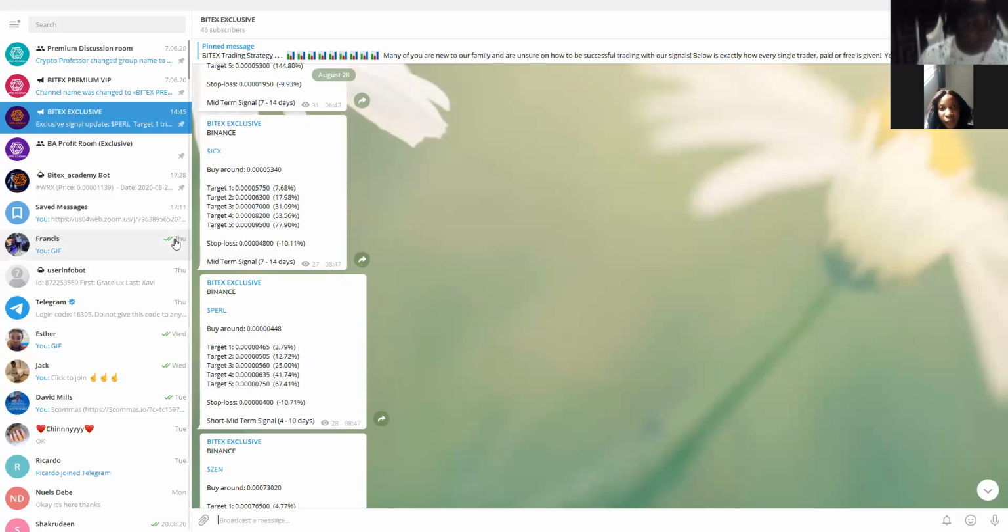What's the target one? 5750. No, the reward, okay, 7.68%. Now the stop loss is what? 10.11%. Have you seen it now? Yes. So you have to reward yourself higher. That's what risk reward ratio means. Do you understand? You are investing $100 in this particular coin, trying to make 7% of $100, but risking a loss of 10% plus of it. Are you understanding me now?